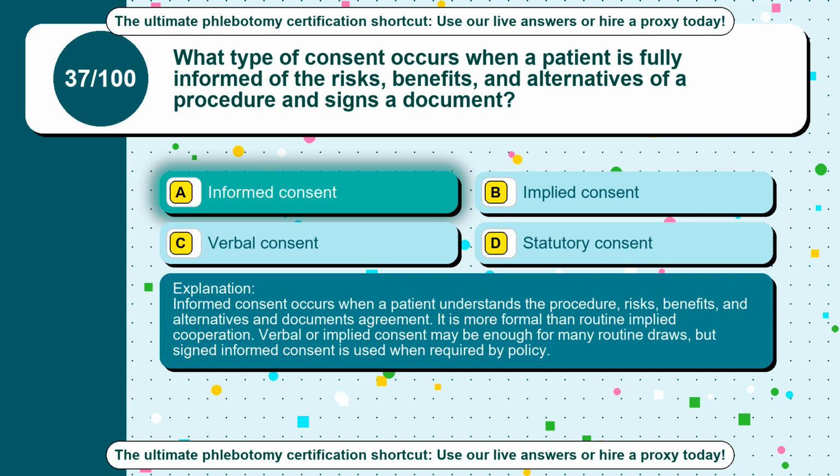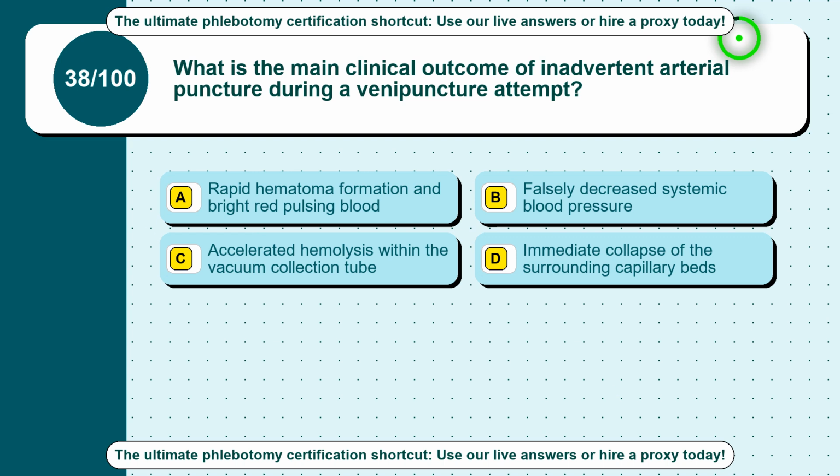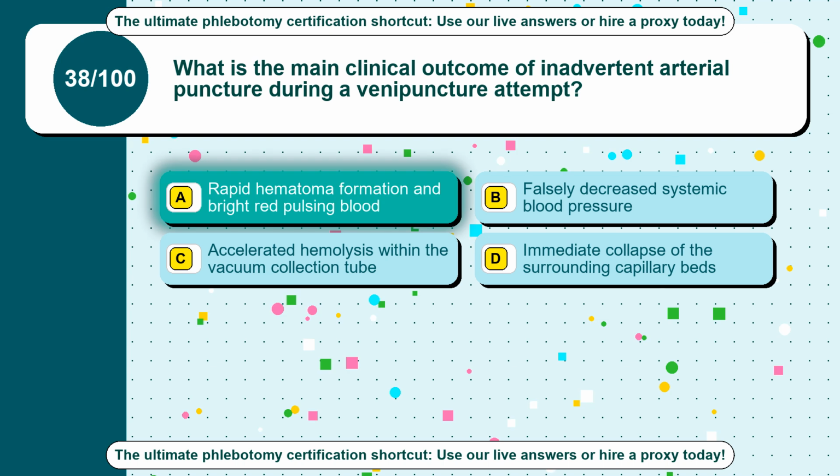Question 38. What is the main clinical outcome of inadvertent arterial puncture during a venipuncture attempt? Option A, rapid hematoma formation and bright red pulsing blood. Option B, falsely decreased systemic blood pressure. Option C, accelerated hemolysis within the vacuum collection tube. Option D, immediate collapse of the surrounding capillary beds. The correct answer is option A, rapid hematoma formation and bright red pulsing blood.